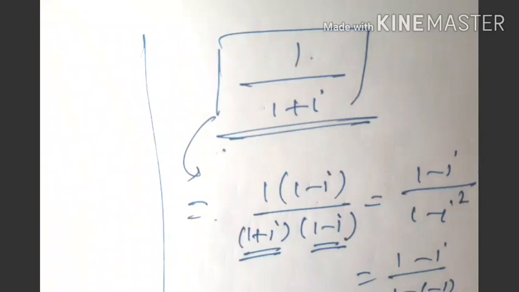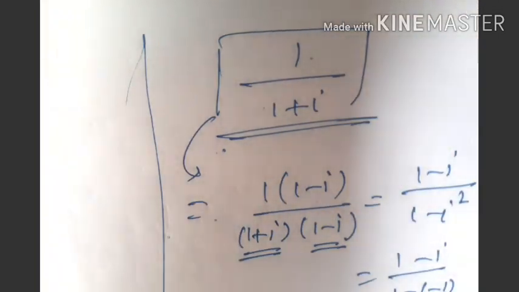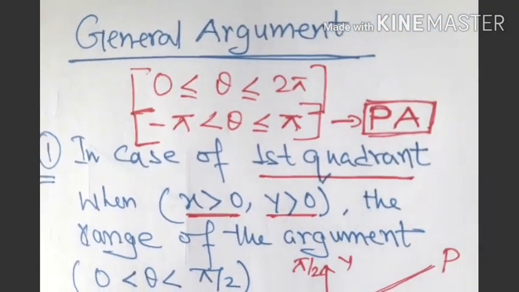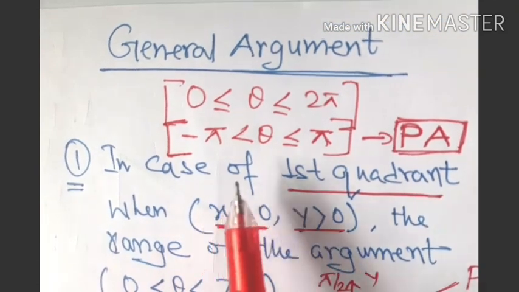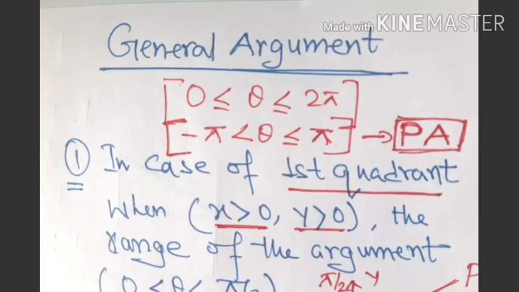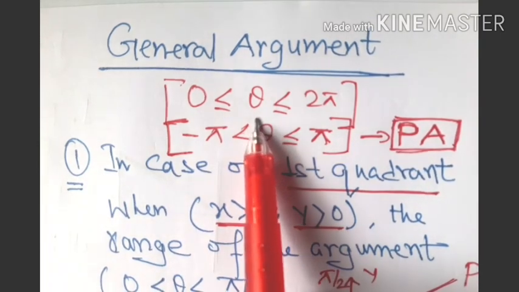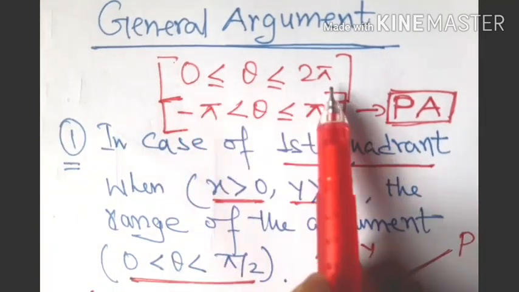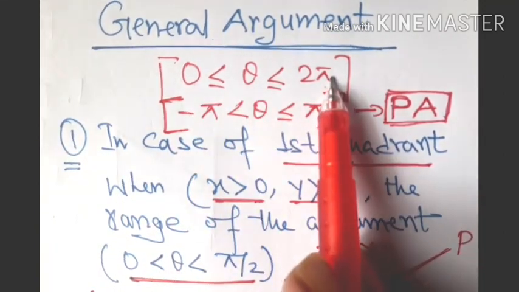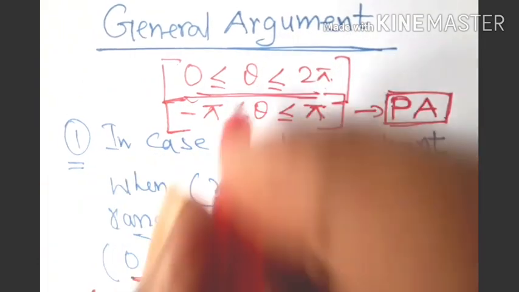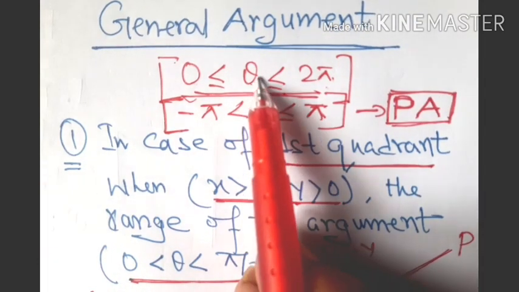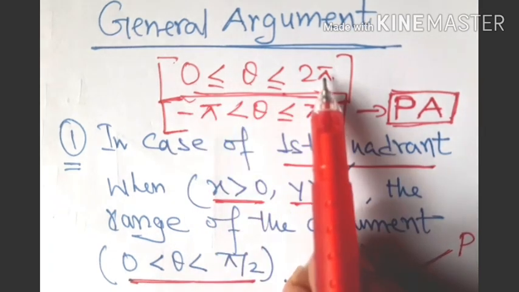If you see here, argument can be classified into two parts. Argument, you know, that is theta, and the range of theta will lie between 0 to 2 pi. This portion is the general argument. That means these values of theta will be considered as general argument.